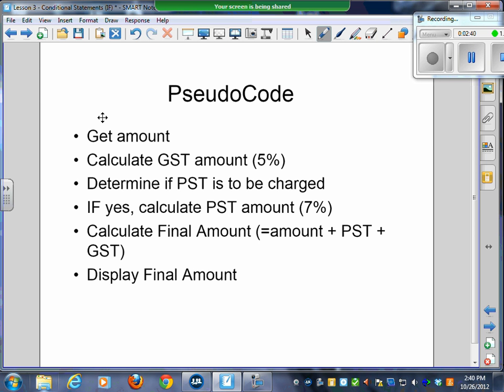Okay, so here would be the pseudocode. Here would be the plan. Get the amount, calculate the GST amount because you have to pay GST. Determine if PST is to be charged using an if. If yes, calculate the PST amount, remembering that it's 7%, and then calculate the final amount, which is equal to the amount plus the PST plus the GST. The PST could be equal to 0 though, right? And then you display it. So that's what you have to do. Those are the steps. Then you just have to code it.